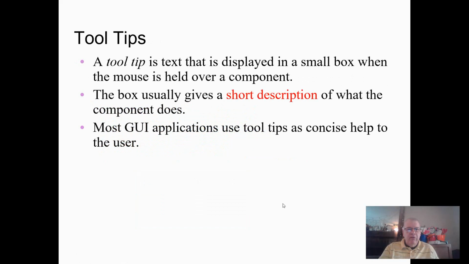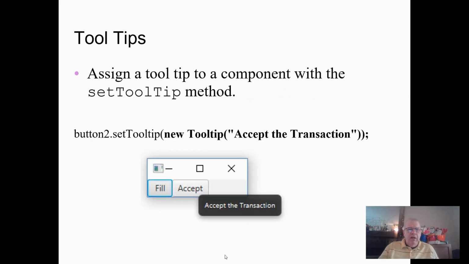The tooltip is kind of similar to a mnemonic. It's a short description of what the component does. In Java, they show up as black tooltips with white text, unless you do some fancy stuff to change the coloring. And you basically set the tooltip to this new class called tooltip.